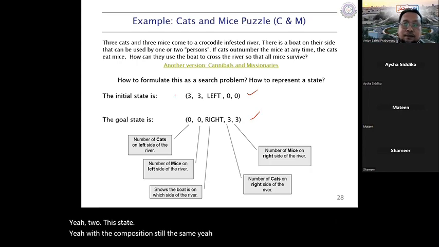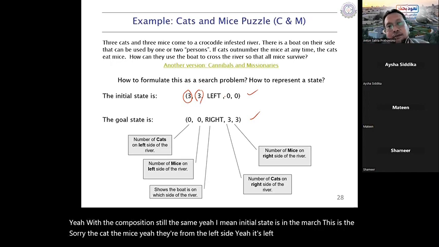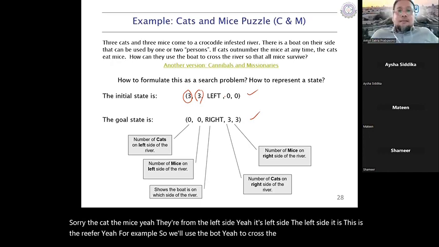Initial state: this is the mice, sorry, the cat and the mice. They start from the left side. This is the river, for example. So we'll use a boat to cross the river from the left to the right side.